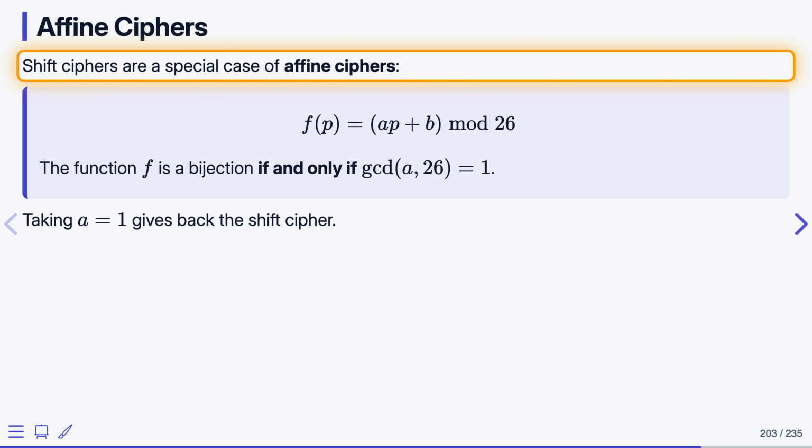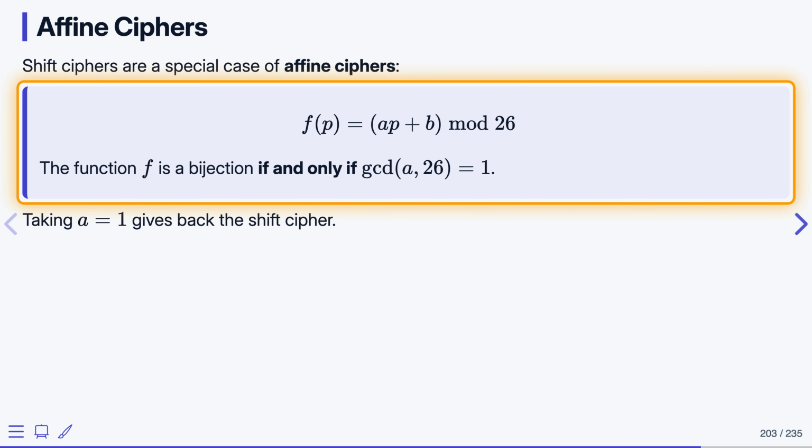The affine cipher is a bigger family. Shift ciphers are a special case of it. Its function is f of p equals, in brackets, a times p plus b, mod 26. But there is a condition. For the cipher to be usable, f must be a bijection. That means every letter maps to a different letter and nothing is lost. Otherwise, two plain letters would encrypt to the same cipher letter, and no one could decrypt.